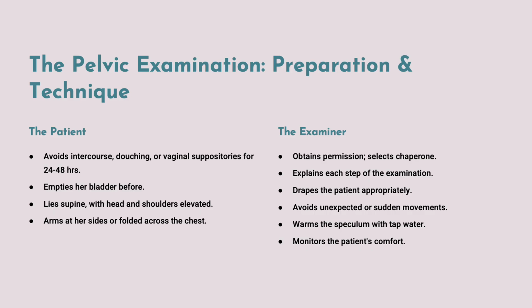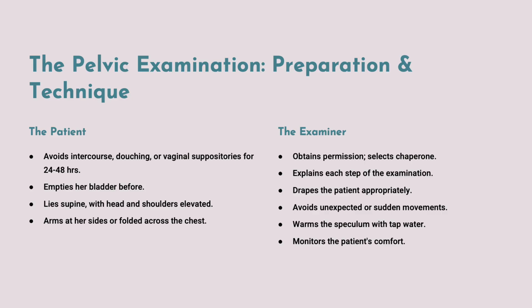So, the patient needs to avoid intercourse, douching, or vaginal suppositories for around 24 to 48 hours beforehand. She also needs to empty her bladder beforehand. Unless, of course, we're going to do an ultrasound later on, in which case the bladder should be full. The patient lies supine with their head and shoulders elevated, the arms at their sides and folded across the chest.